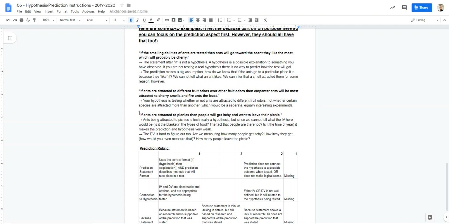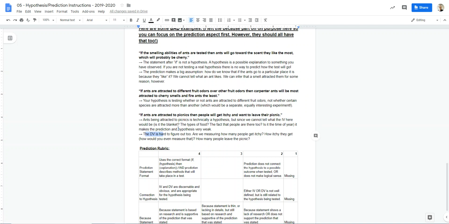The last bad one says, if ants are attracted to picnics, then people will get itchy and want to leave their picnic. The biggest issue here is that the IV and the DV aren't clear in the prediction. So if ants are attracted to picnics, well, what is it about the picnics? Ants being attracted to picnics is technically a hypothesis, but since we cannot tell what the IV here would be, is it the blanket, the types of food, the fact that people are there too, what is the thing that's changing on purpose? Then it makes the prediction and hypothesis pretty weak.